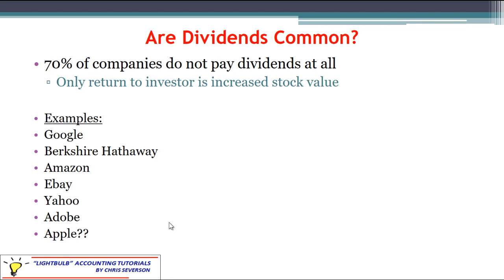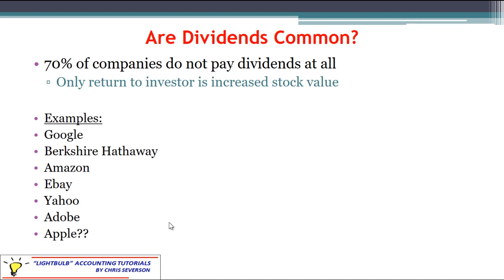Now, there are some very high-profile examples of companies that do not pay dividends. Google, Berkshire Hathaway, and if you're unfamiliar with that company, you may be familiar with the name of the founder, Warren Buffett. He's actually here in Omaha, where I happen to live, so I'm certainly a lot more familiar with that company than maybe some of the others. Amazon, eBay, Yahoo, Adobe. Now, I put Apple here in question marks. They are currently paying a dividend.